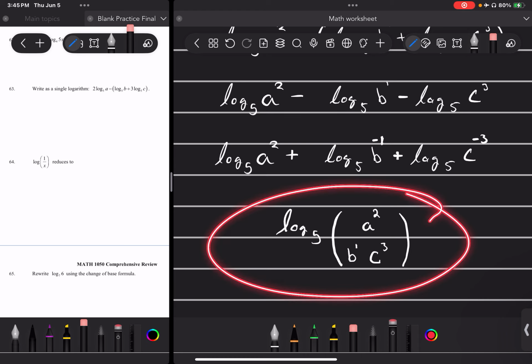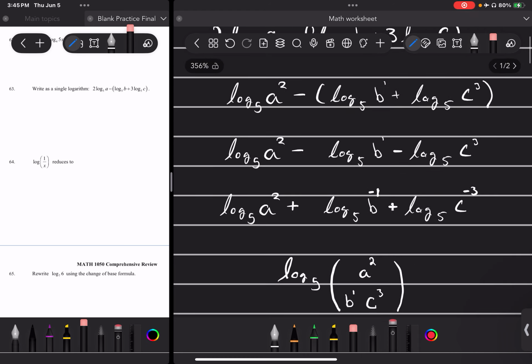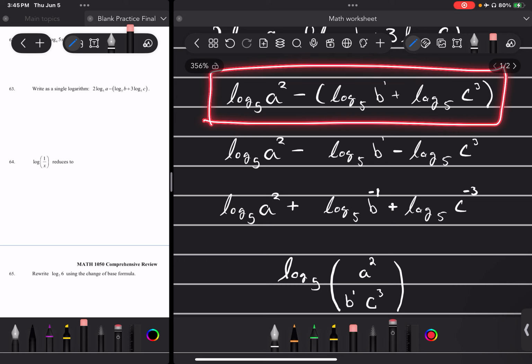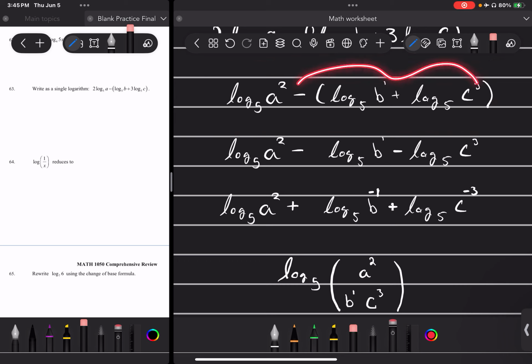This is just another way of looking at it. Again, this is the original. We distribute, and it will look like this. And then another way of thinking about it is multiply, multiply, which means they're all together. These negatives go to the bottom.